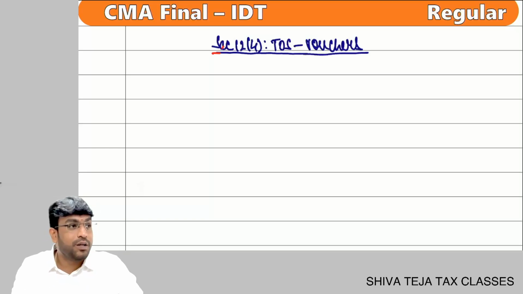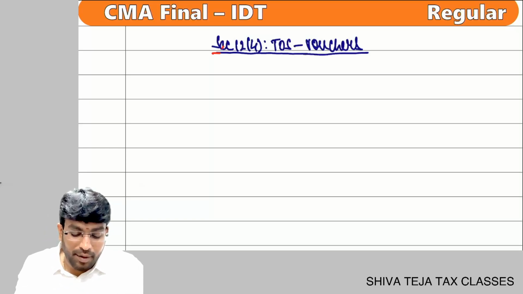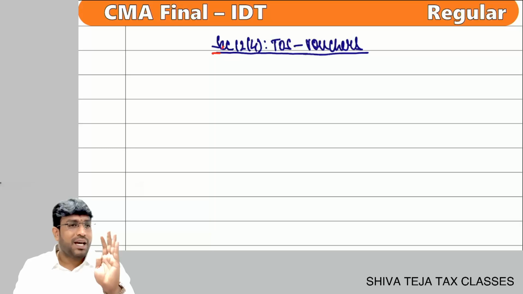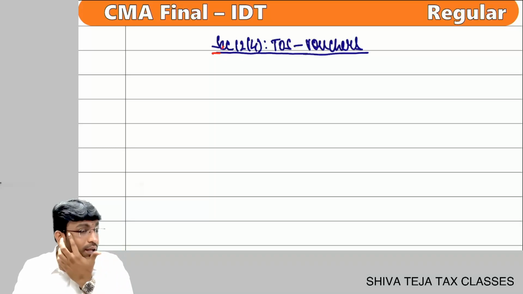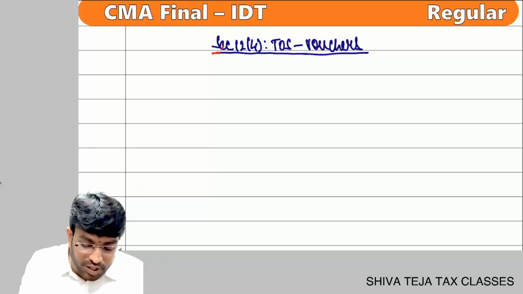So, what is section 12.4? Time of supply in case of vouchers. Vouchers are like coupons or tokens and all. Clear? And there are 2 types of vouchers, sir.